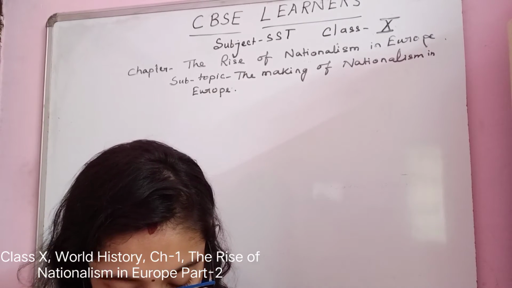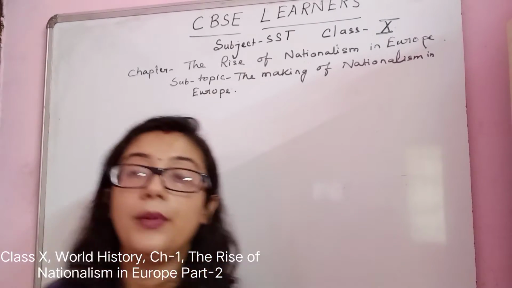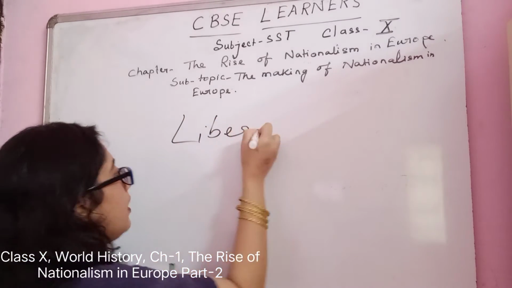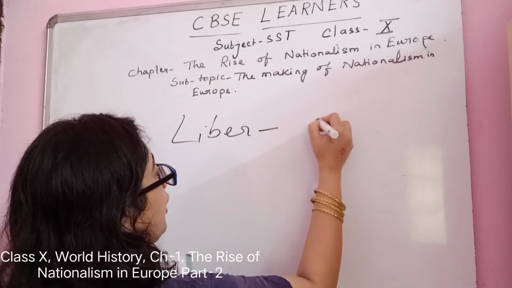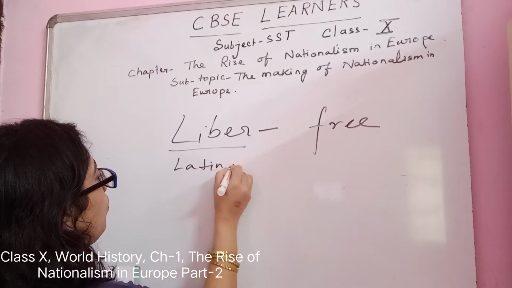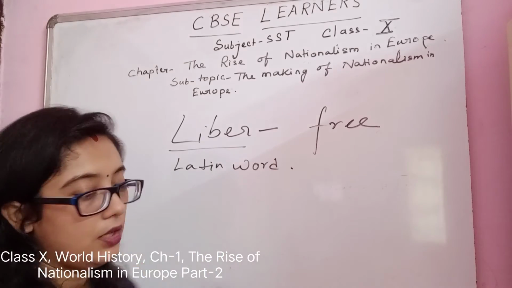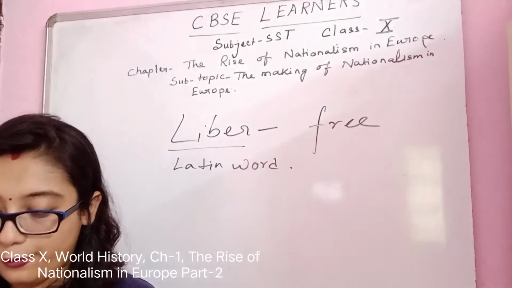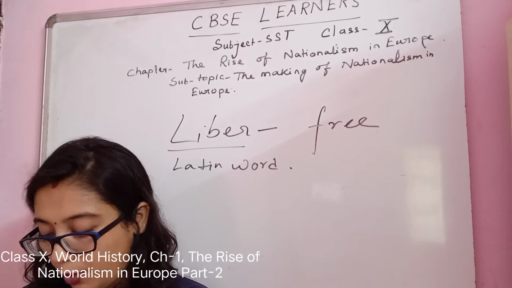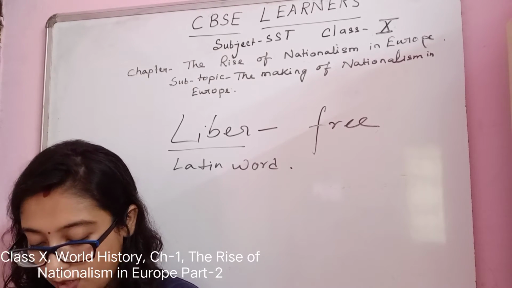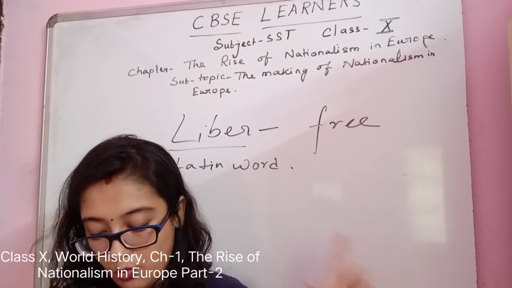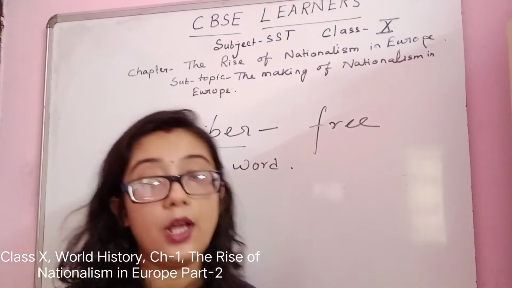The term liberalism derives from the Latin root liber, which means free. It's a Latin word, and it means free. For the new middle classes, liberalism stood for the freedom of the individual and equality of all before law. So for the new middle classes, what did liberalism mean? Freedom for the individual and equality before law.